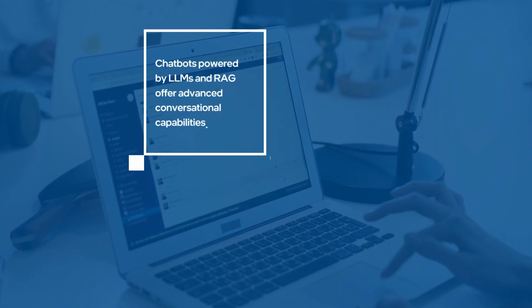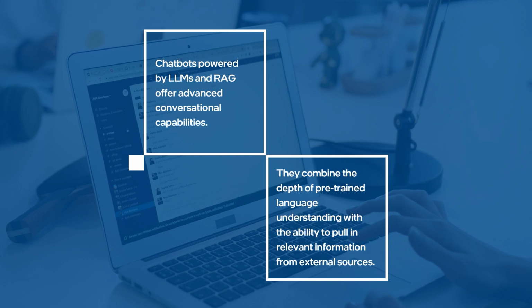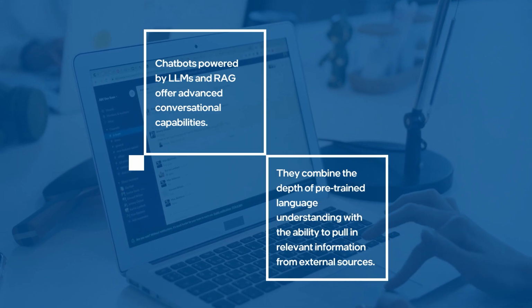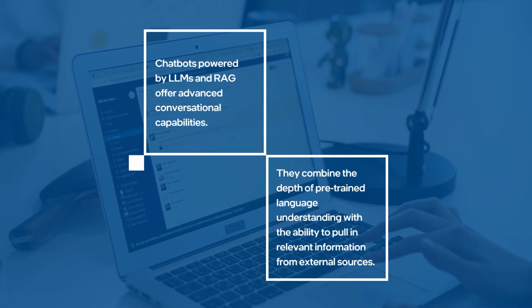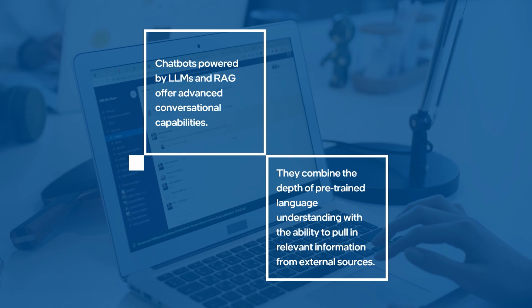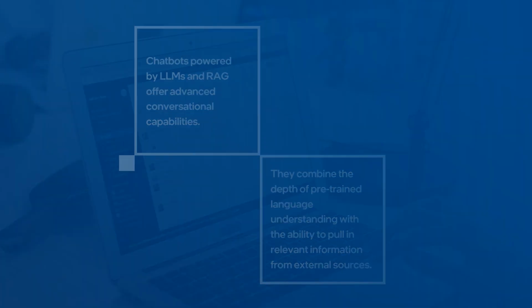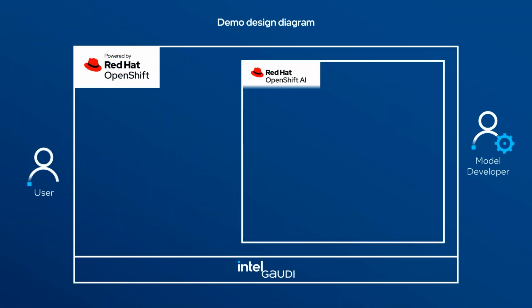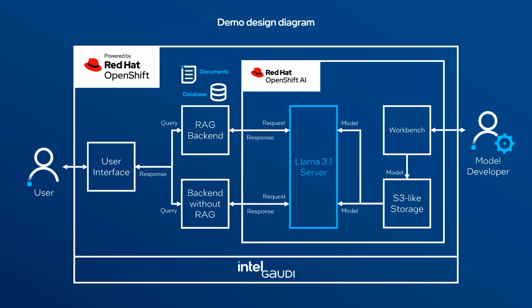Chatbots powered by LLMs and RAG offer advanced conversational capabilities. They combine the depth of pre-trained language understanding with the ability to pull in relevant information from external sources. Starting from the left side of this diagram, this proof of concept begins with the web-based user interface where you can ask the Llama 3.1 model questions.